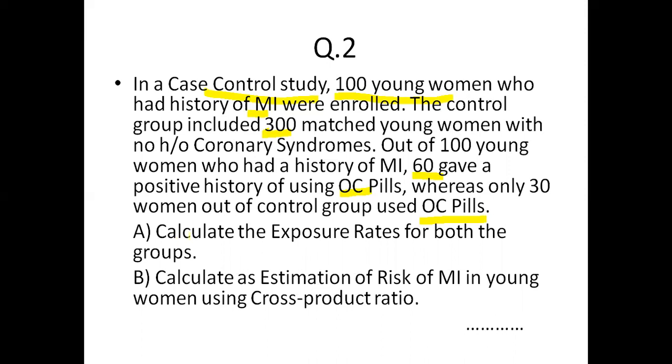And the two questions involved are, if you don't remember, you'll have to go to the first video to look for what it is, or you can go to the textbook also. Calculate the exposure rates for both the groups, obviously the case group and the control group. And the second is to calculate the estimate of risk of myocardial infarction in young women using the cross product ratio, that is the odds ratio.